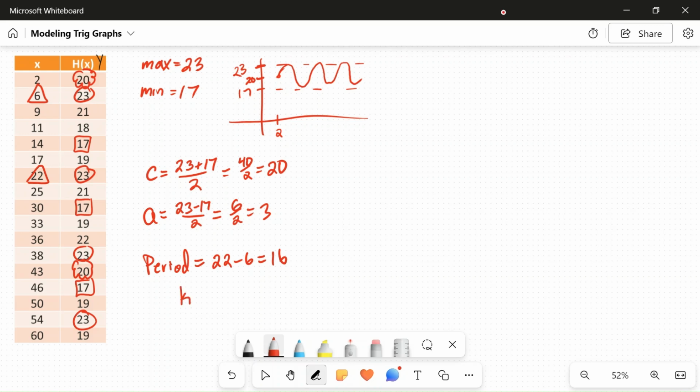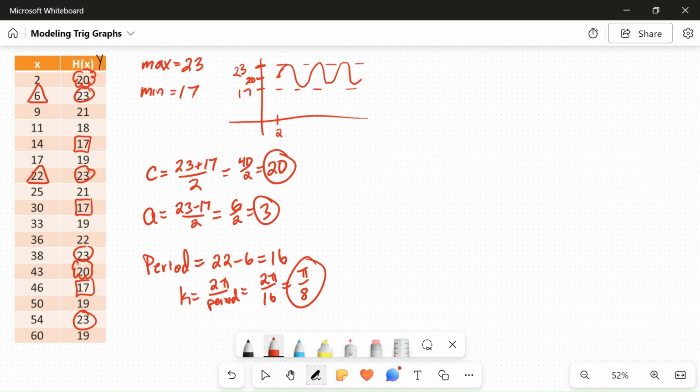And if the period is 16, remember k is 2 pi over our period. So we're going to have 2 pi over 16, which is going to be pi over 8. Okay, so I know C, A, and K. So C is 20, A is 3, and K is pi over 8.